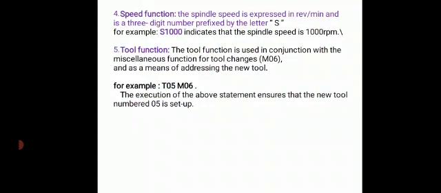Tool function. The tool function is used in conjunction with the miscellaneous function for tool changes, M06, and as a means of addressing the new tool. For example, T05, M06. The execution of the above statement ensures the new tool number 05 is set up. M06 means tool change. Okay.